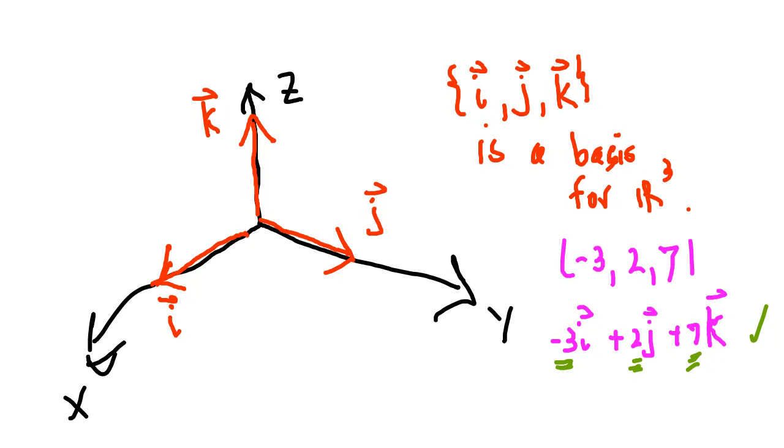Like if this is your vector x, we write it as a linear combination of the basis vectors, and the coordinates are the coefficients of the basis vectors. So this is something you're very familiar with.